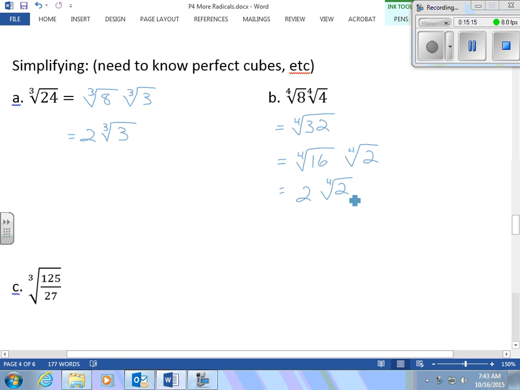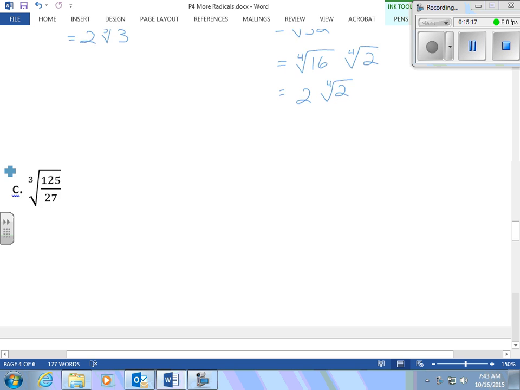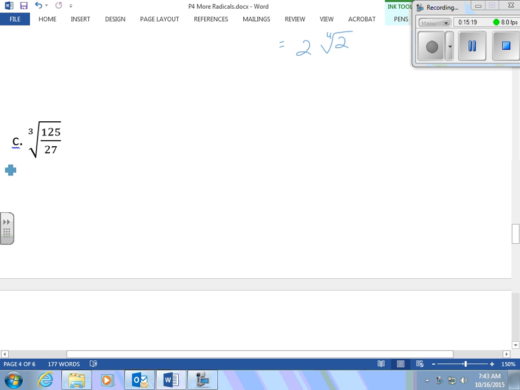Question C, we're looking at the cubed root of a fraction again, or you could turn it into a division. You could think of that as the cubed root of 125 over the cubed root of 27. Pretty soon these numbers are going to be very familiar to you because there's not a huge amount of perfect cubes that you're expected to know. The cubed root of 125 is 5. The cubed root of 27 is 3. So 5/3 is the answer.